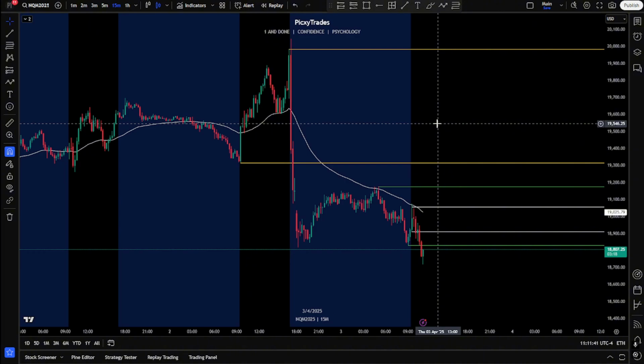Now, why do I say thesis and why do I not say bias? The reason I say that is too many beginners, especially beginners, they marry their bias. What does that mean? That means if my bias is short for the day, but I get an A+++ long setup, most people that are new and have biases and marry their biases won't take that because they're too scared to go against it. They want to see the market dump. They want to go short.